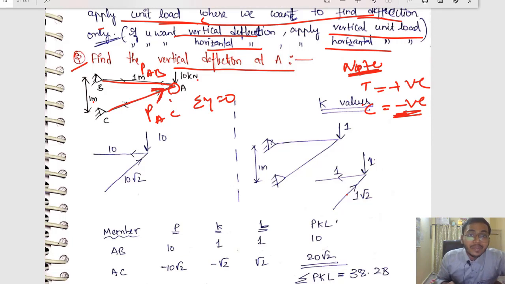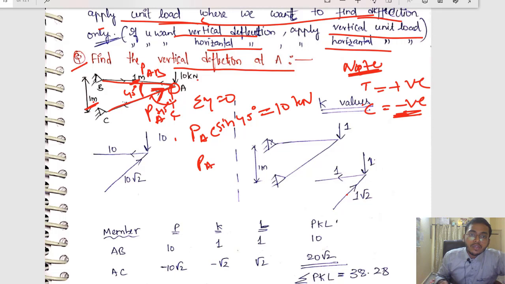I am assuming compressive sign. Okay, so it should be minus. Remember, let us find the magnitude first, and then at the end I will add the minus sign. So PAC, what is this angle? You can calculate the angle first. Here it is 1 meter, here it is 1 meter. So this angle is 45 degree, so this angle is also 45 degree. So I will be getting PAC sine 45 degree is equals to 10 kilonewton.